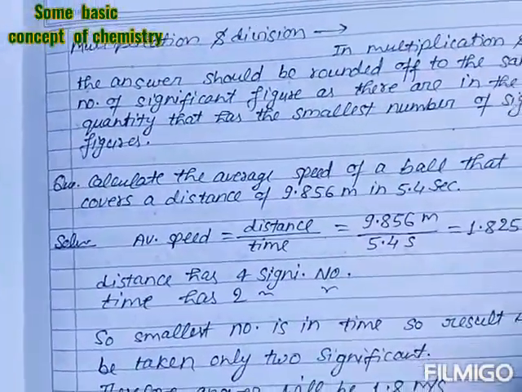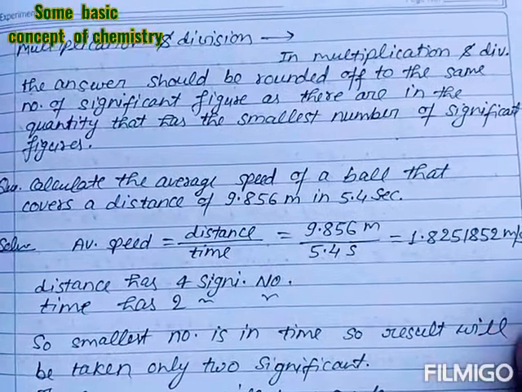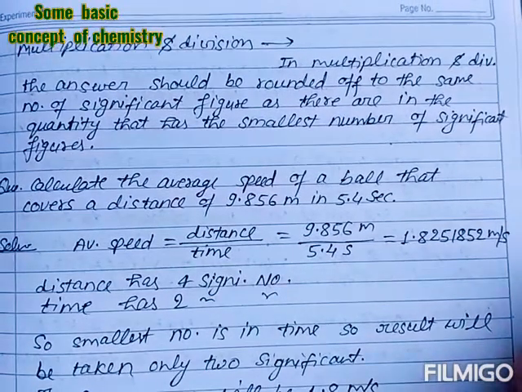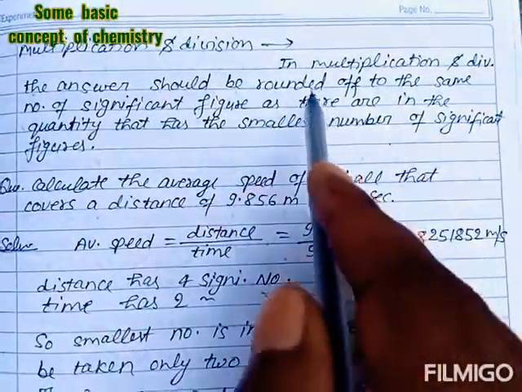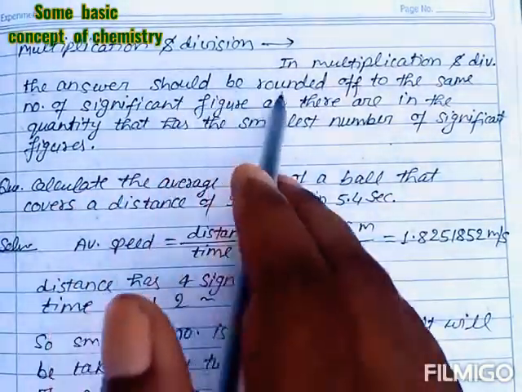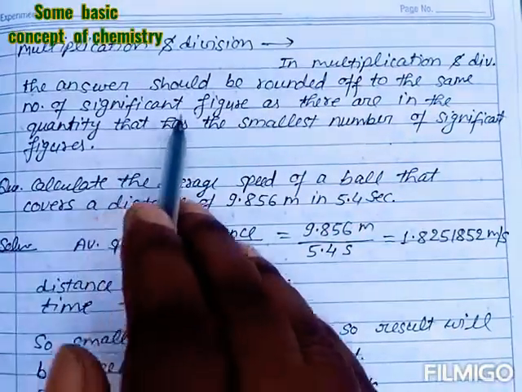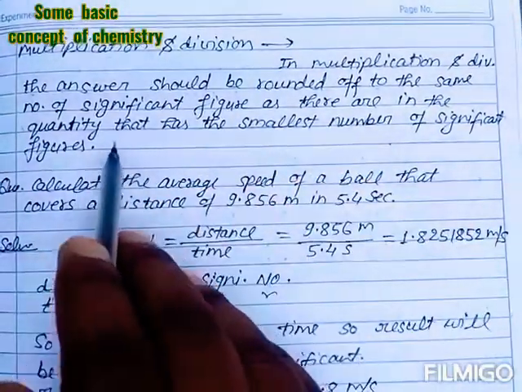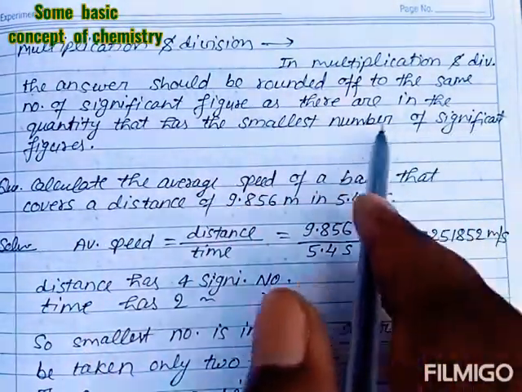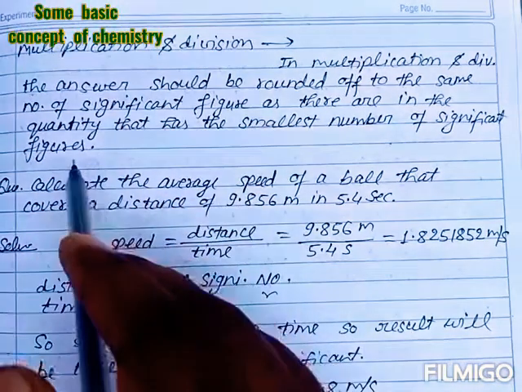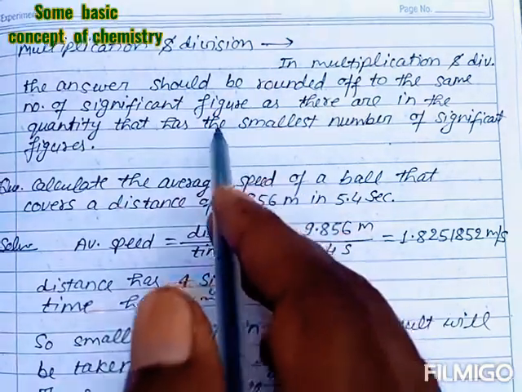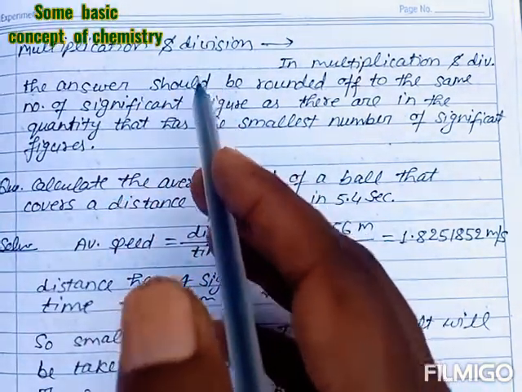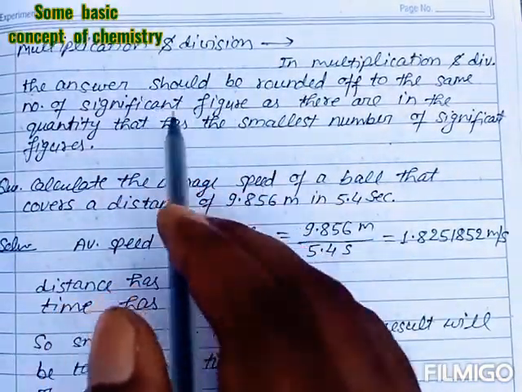Now we are going to do multiplication and division. How do we handle multiplication and division questions? It is also very important and very easy. In multiplication and division, the answer should be rounded off to the same number of significant figures as there are in the quantity that has the smallest number of significant figures. As previously seen, the smallest number decides the significant figures.